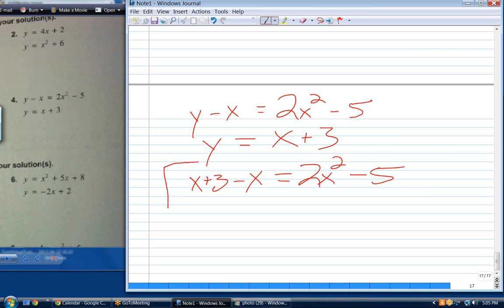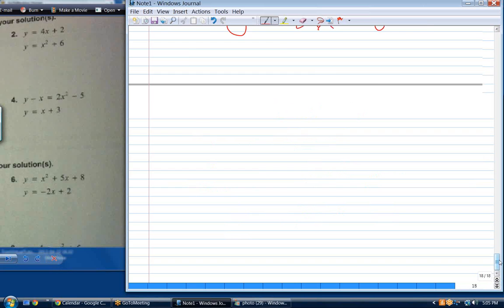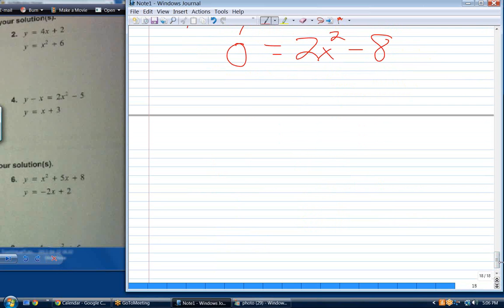This is really a different kind of substitution, but usually what people mean when they say substitution is this. Okay, now if I solve this, notice that that x goes away. I've got a 3 over here. Let's take the 3 to the other side. So I'm left with 0 equals 2x squared minus 8. Now, to solve this, there's no x term. So I can solve it like we solved the first set of problems we were doing tonight, by taking the square root. Let's do it that way.